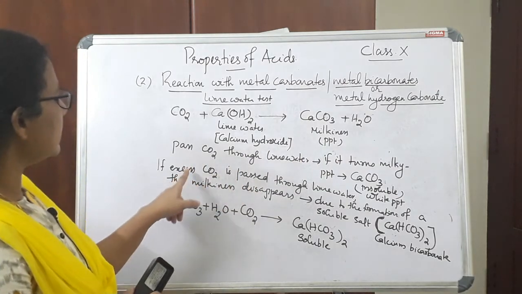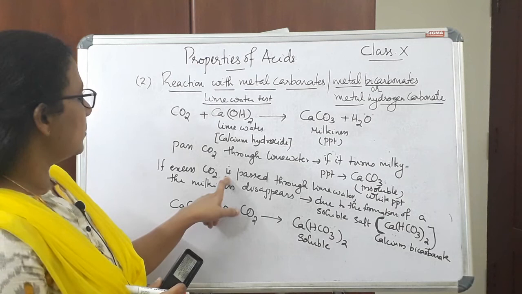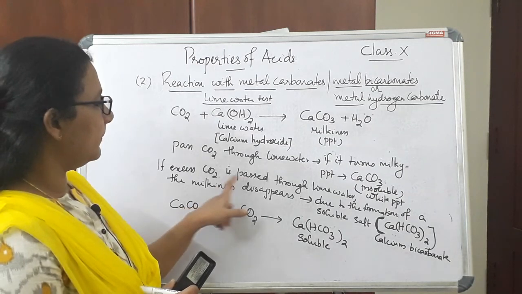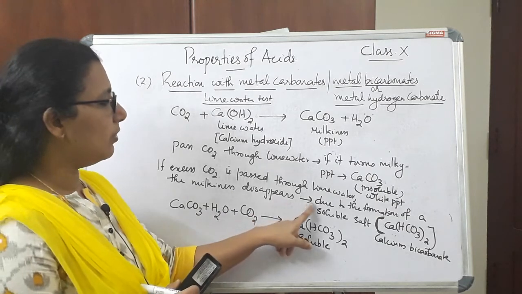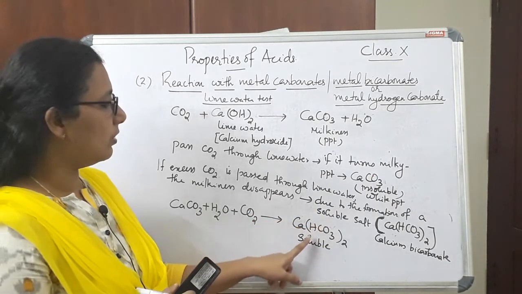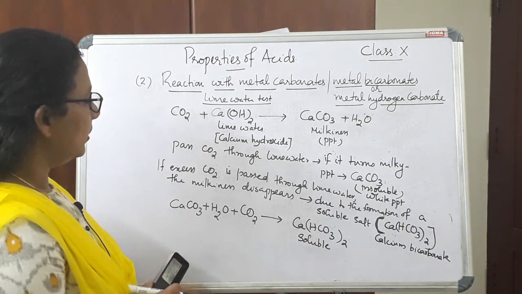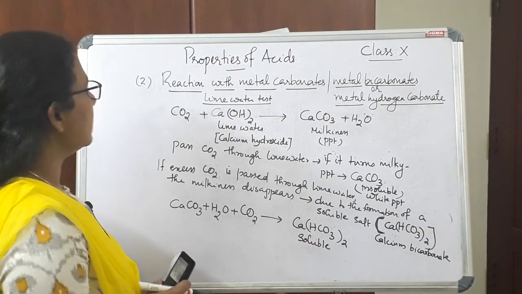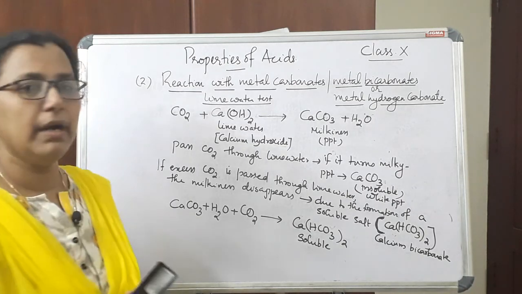The next point is, if you pass excess carbon dioxide through lime water, the milkiness disappears due to the formation of a soluble salt called calcium bicarbonate. So this is the reaction. This is about the reaction with metal carbonates and metal bicarbonates.